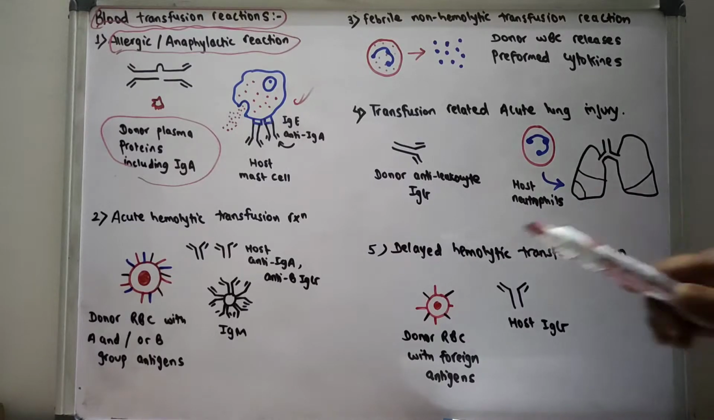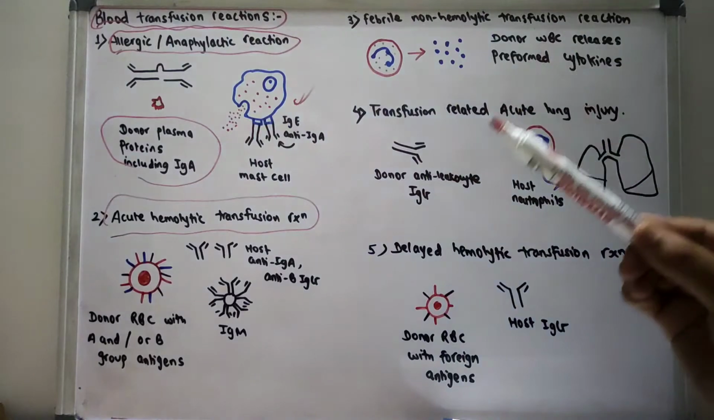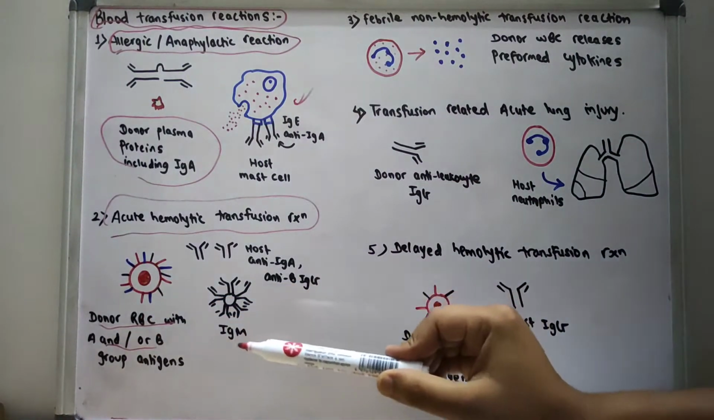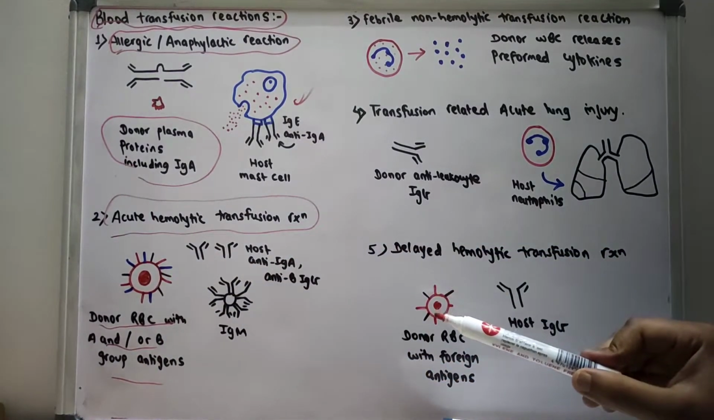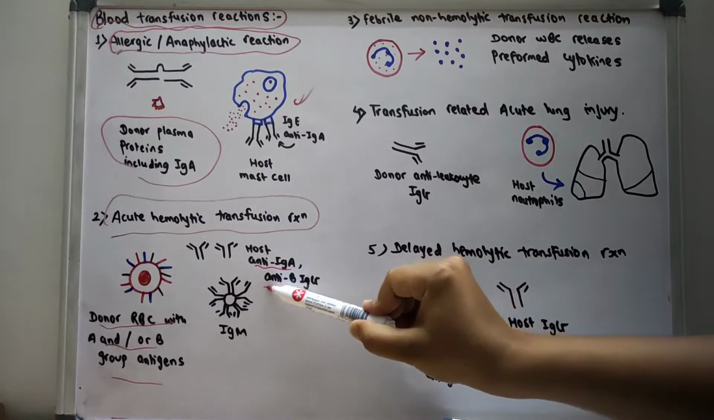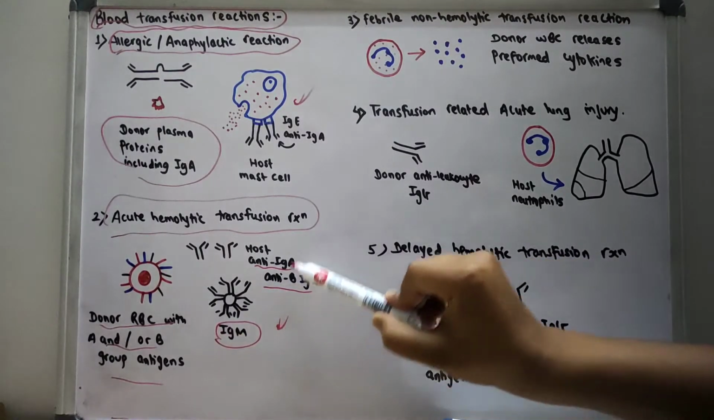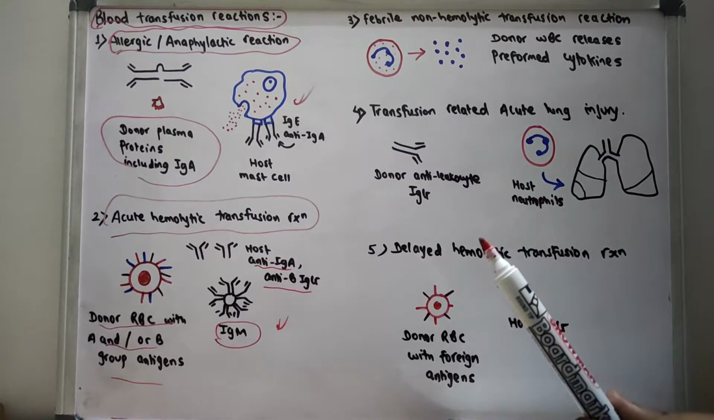Now let's discuss the acute hemolytic transfusion reaction. In the acute hemolytic transfusion reaction, you can see the donor RBC with A and/or B antigens on the surface of the RBC, whereas in the host there are anti-A and anti-B IgG. Also there is immunoglobulin M in the host body or plasma.